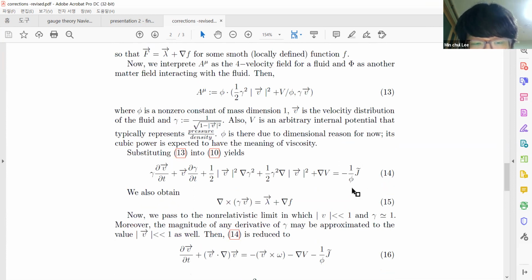And after we pass to the non-relativistic limit, in which V becomes really small compared to the speed of light, which has been set to be 1, so that this gamma is almost equal to 1, we obtain this equation. Equation 14 reduces to 16.